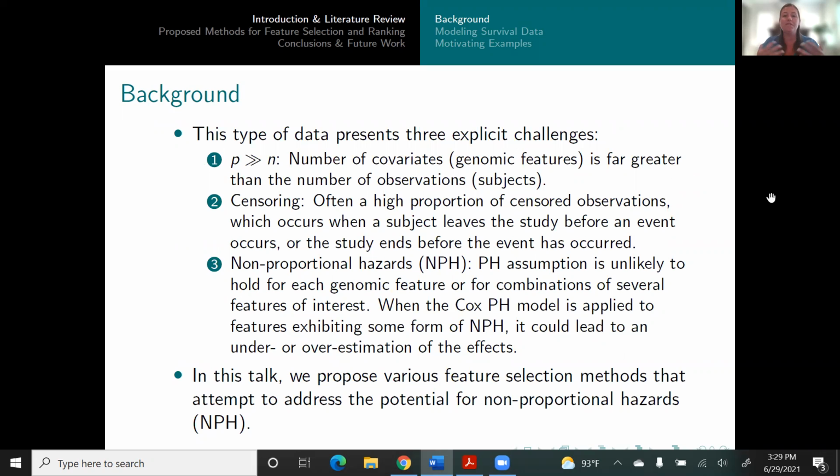So some background: the type of data we're talking about presents three explicit challenges. The first one is that the number of covariates is far greater than the number of observations. The second is the presence of censoring. And the third is the presence of non-proportional hazards. So the PH assumption is unlikely to hold for each genomic feature or for combinations of several features of interest. And when the Cox PH model is applied to features exhibiting some form of NPH, it could lead to an under or overestimation of the effects. So in this talk, we propose various feature selection methods that attempt to address the potential for non-proportional hazards.